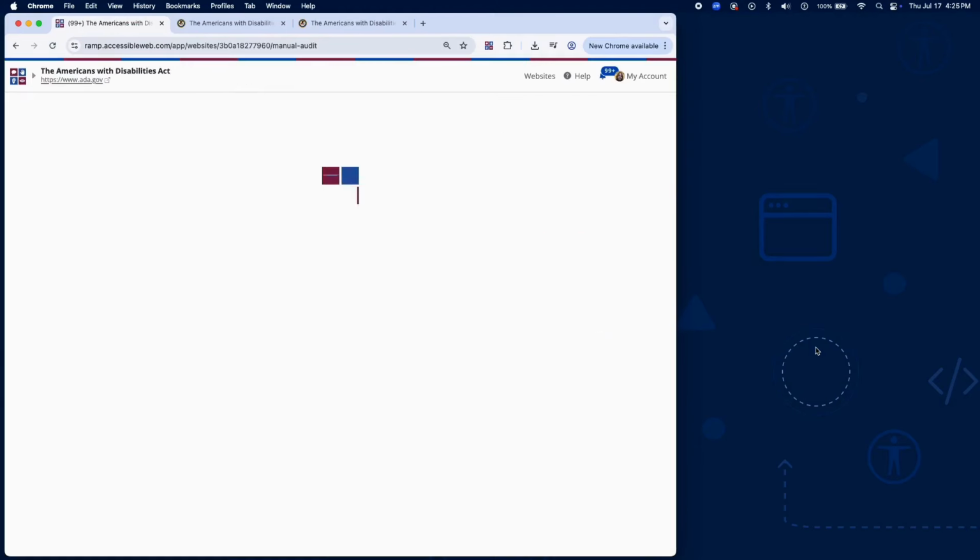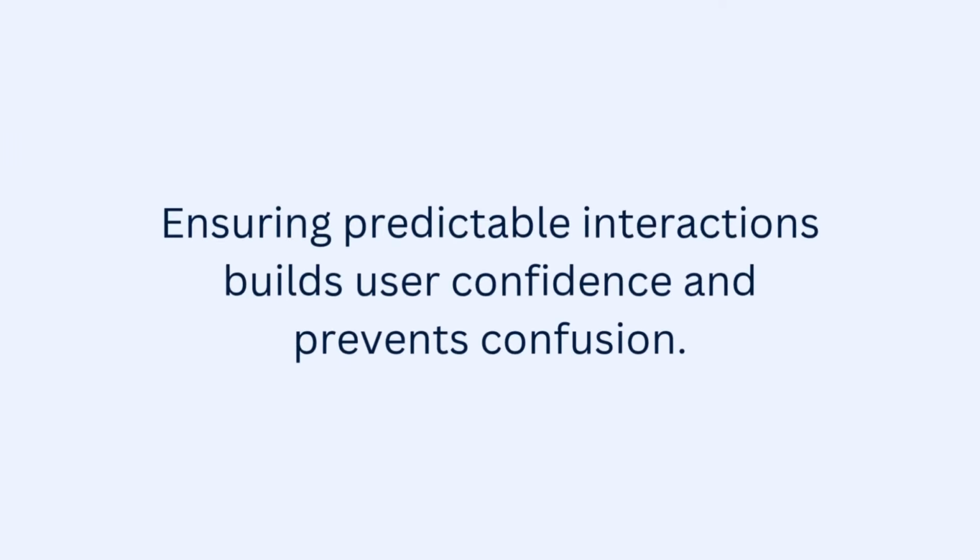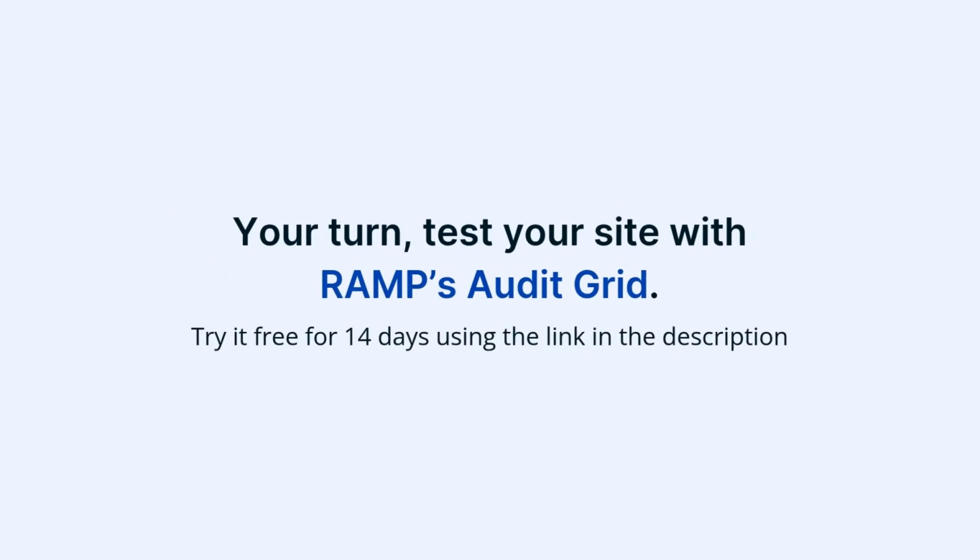And that's it for testing Success Criteria 3.2.2 using Ramp's Audit Grid and Chrome extension, ensuring predictable interactions build user confidence and prevent confusion. Now it's your turn.